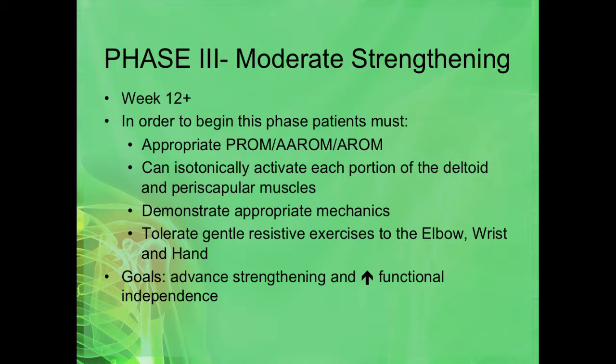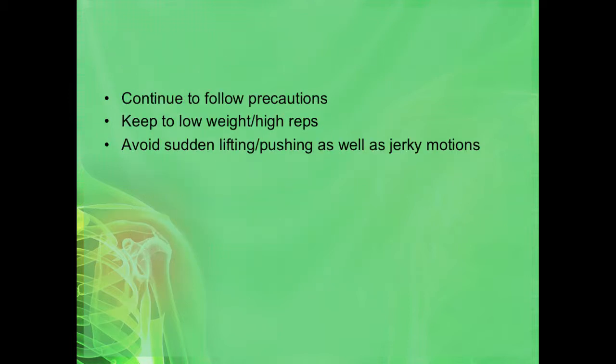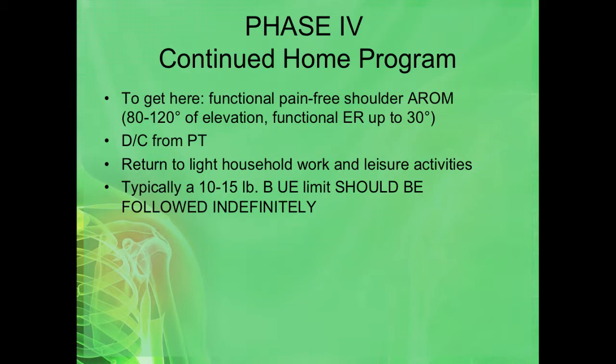Phase 3, we're moving on to moderate strengthening. You can see the activities that you can do here, but we really want to focus on normal scapulohumeral rhythm, and we're progressing strength and making sure that they maintain that rhythm throughout, and we don't see movement dysfunction. Phase 4 is the home program. If we're fortunate enough to have patients in Phase 4, we would continue to work on range of motion and strength. But at this phase, usually they're discharged from physical therapy and are able to return to light household work and leisure activities.